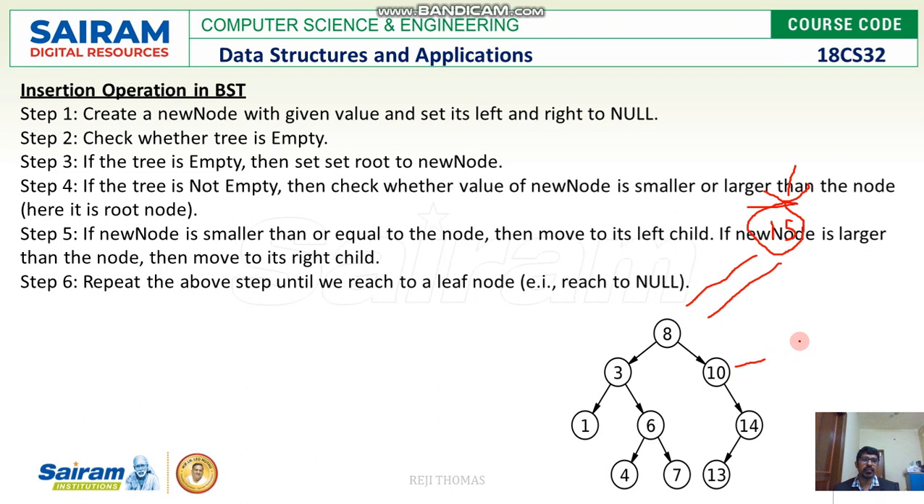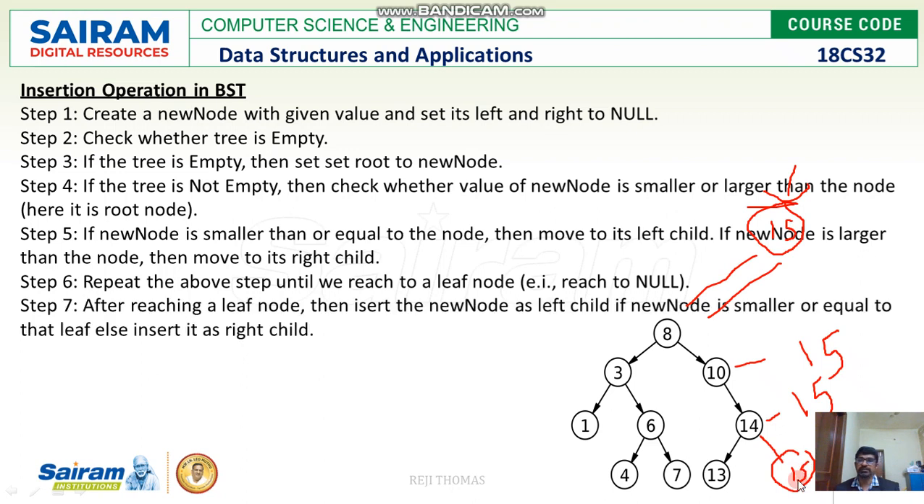So you have to compare 15 with 10. 10 is the next node. 15 is larger than 10, so again you have to move to the right. Next you have to compare 14 and 15. 15 is larger than 14, which means again you have to move to the right. But for this particular node, there is no right node. So you can insert this 15 over here.